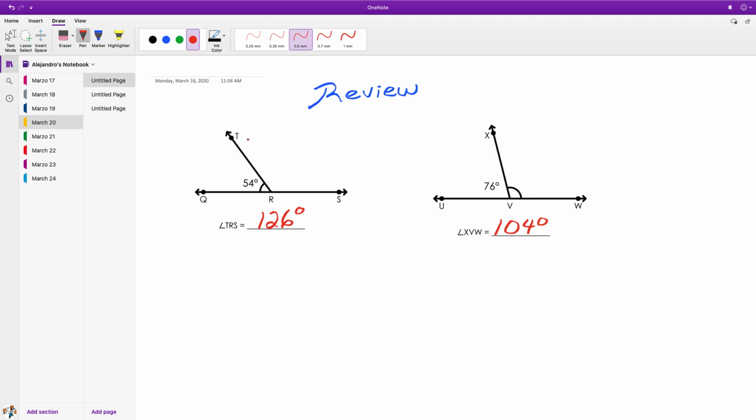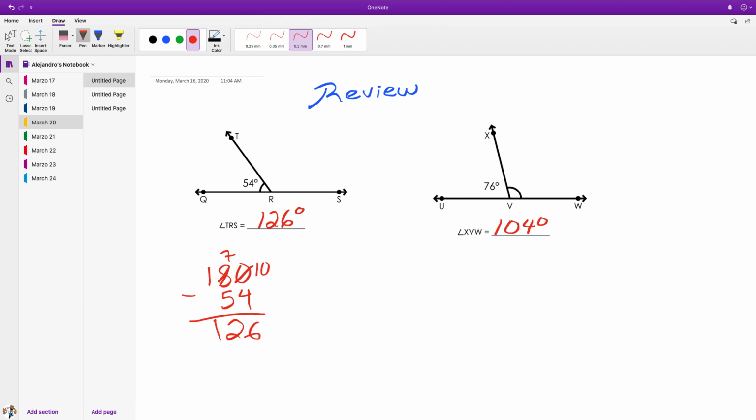In order to get the measure for angle TRS, you needed to subtract 180 minus 54, right? And that's how I got 126. Of course, you need to do the regrouping here. The 0 becomes 10, the 8 becomes 7, 10 minus 4 is 6, 7 minus 5 is 2, and you bring down the 1. You pretty much do the same thing over here.